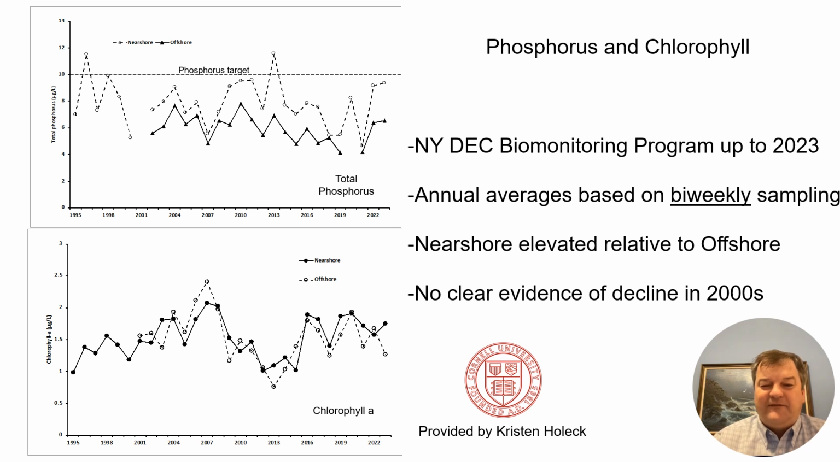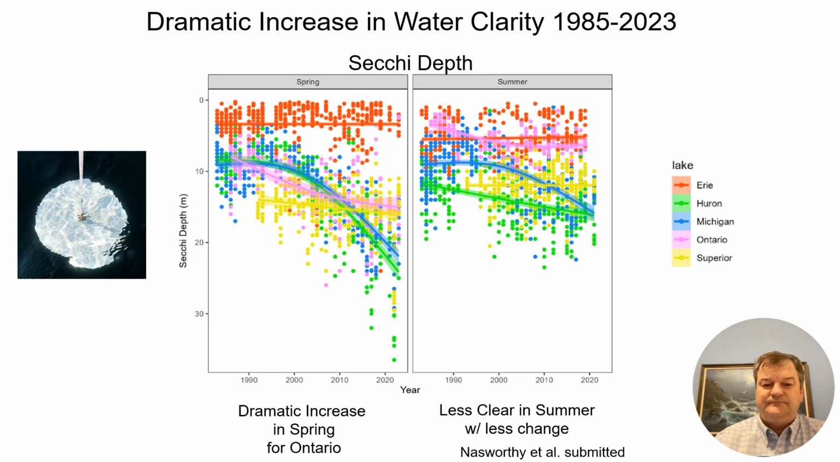We've also monitored phosphorus and chlorophyll using the New York DEC biomonitoring program. These samples are collected on a biweekly basis at several stations on the South Shore. We do see that nearshore values are slightly elevated relative to offshore, but generally below the phosphorus goal of 10 micrograms per liter. But for both phosphorus and chlorophyll, we've seen very little evidence of decline since the 1990s. We have not seen dramatic increases in water clarity over this time period.